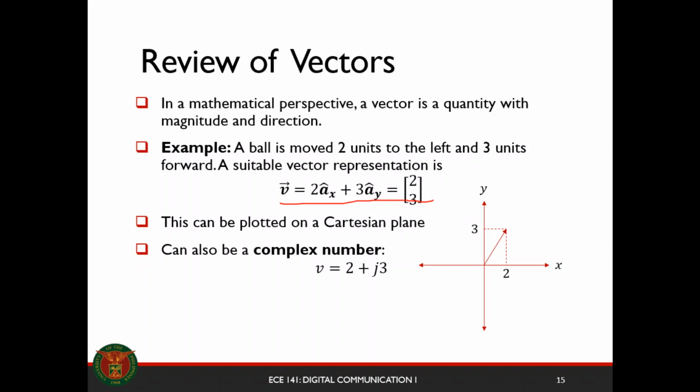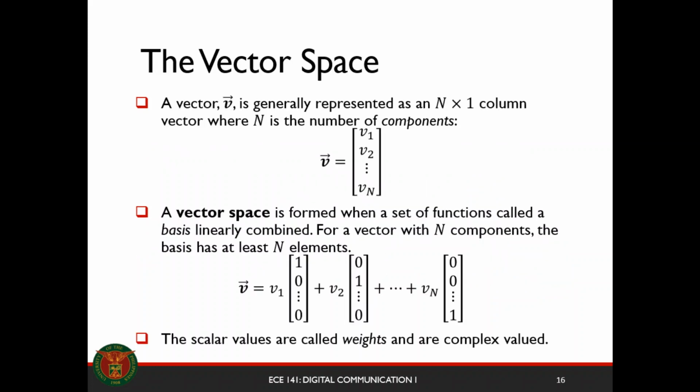So it can be represented in different ways and can be plotted on a Cartesian plane. But it can also be a complex number. In this case, we have a vector in 2 dimensions, dimension x and dimension y. In general, vectors can have n dimensions. So I'll introduce to you the vector space. A vector v can be generally represented by an n by 1 column vector, where n is the number of components, or the number of dimensions.